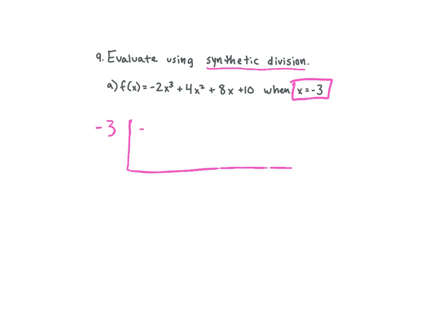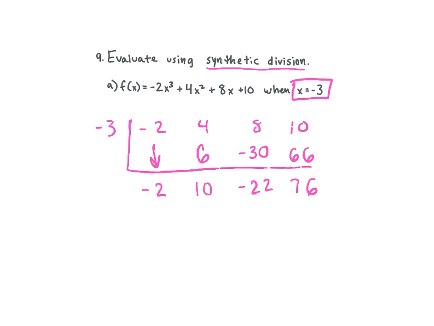Are we missing any terms? No. So we're good to go. What do we do first? Drop down the negative 2. Then what? Negative 3 times negative 2 would be positive 6. Then what? So 10. Negative 30. Negative 22. 66. 76. So what's our answer? 76. So for these that say evaluate, your answer is just the remainder.